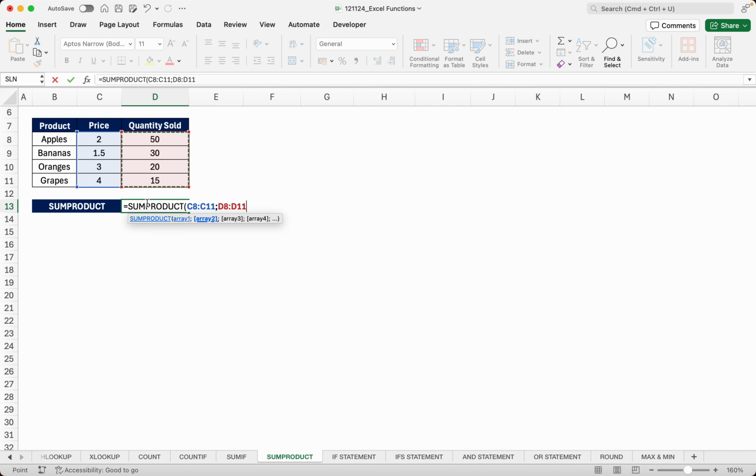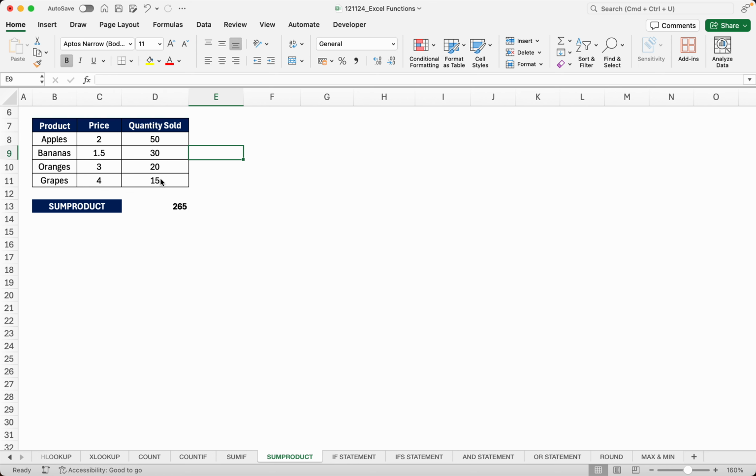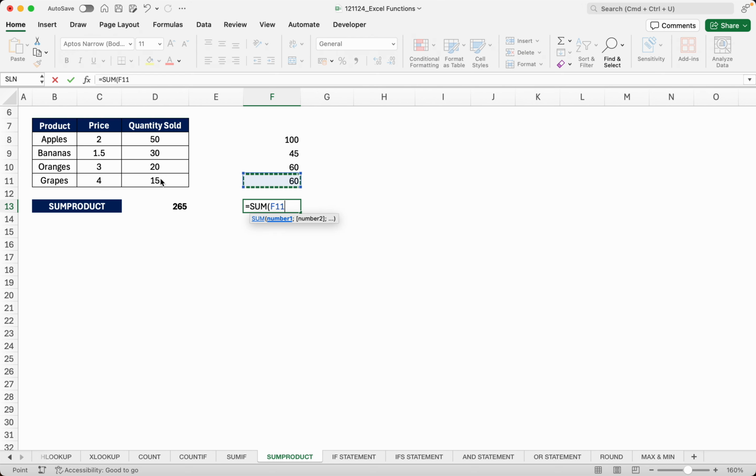So what happens is Excel will multiply 2 by 50, 1.5 by 30, 3 by 20, 4 by 15, and take the result of all that multiplication and total it or sum it, which will give you the following result like this. Maybe to visualize it more easily, if we look at it this way, it would be 2 multiplied by 50, like this. And if we take the sum of all of that, it would give us the following here, 265 as well.